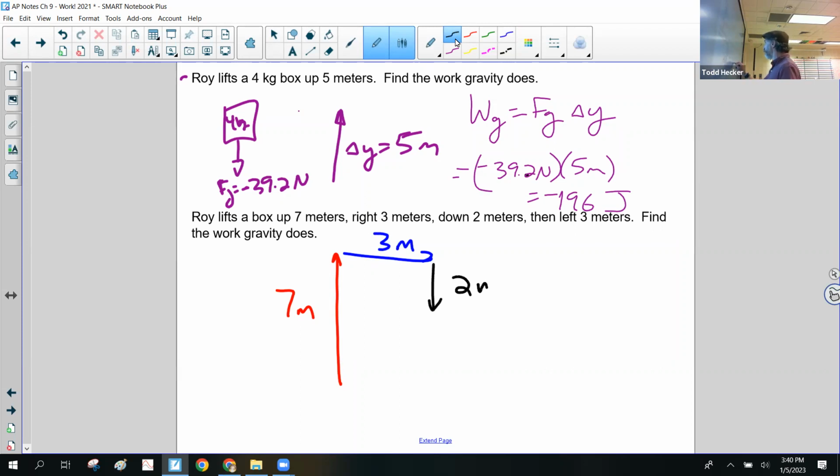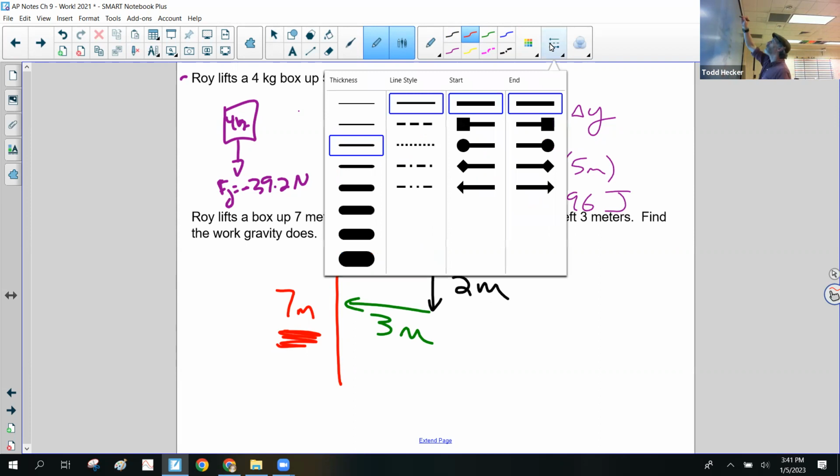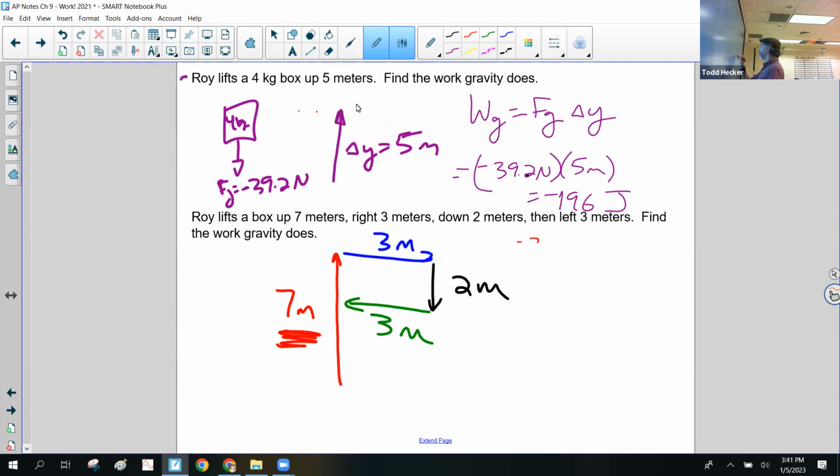Down 2 meters. And then back to the left another 3 meters. Okay. And so what ends up happening here is if you find the work done during this red chunk going up 7 meters, that's going to be negative 39.2 newtons. That's the force of gravity times 7 meters up. So that's the red part.